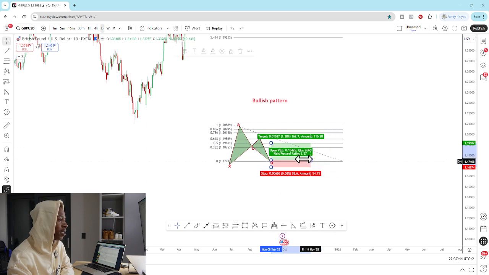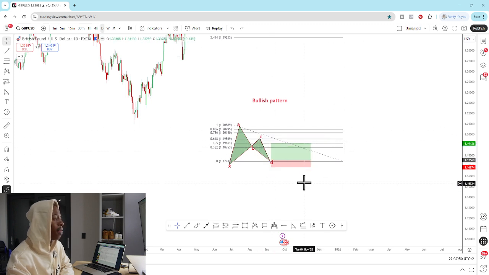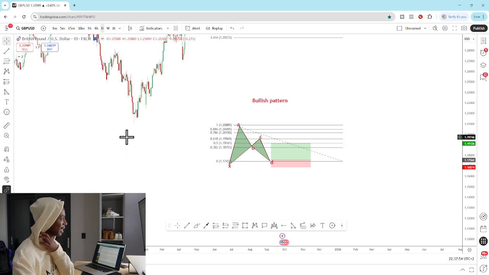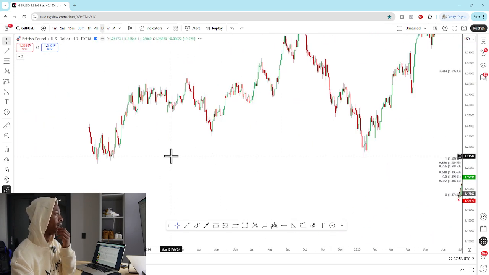See the 2.3%. Sometimes you can even target this as a first take profit. And once it gets to the 50%, you take everything off. Okay, so this is a bullish pattern. So let's just see exactly where it was able to happen.